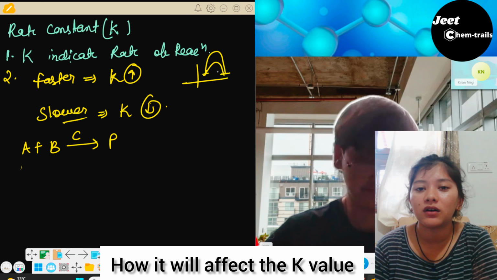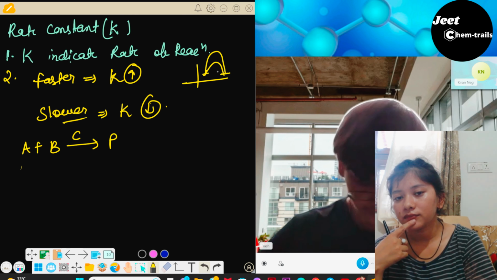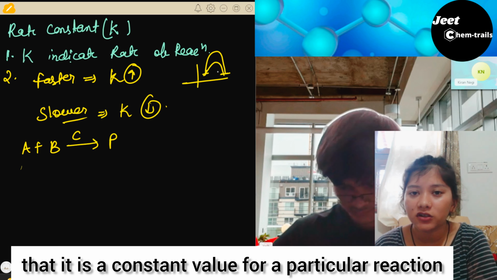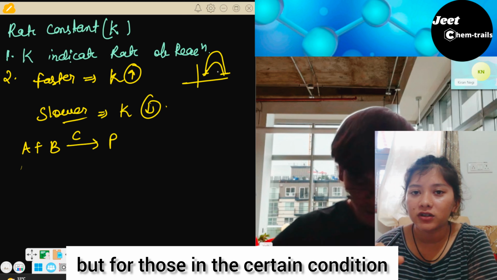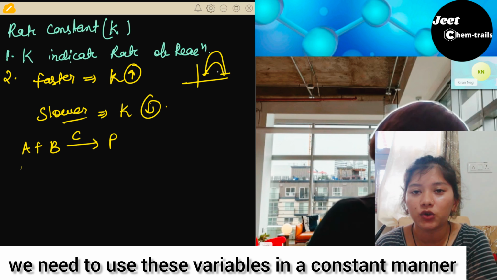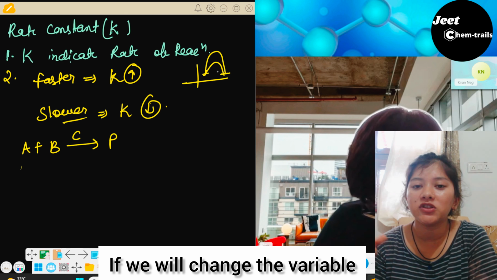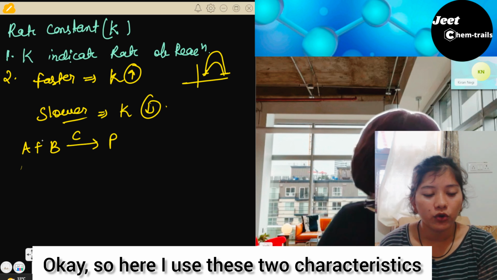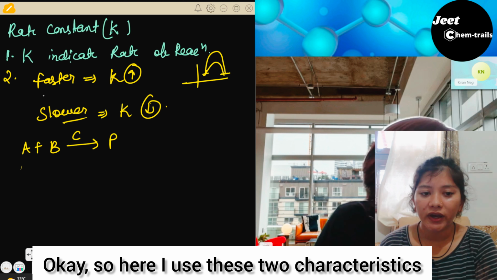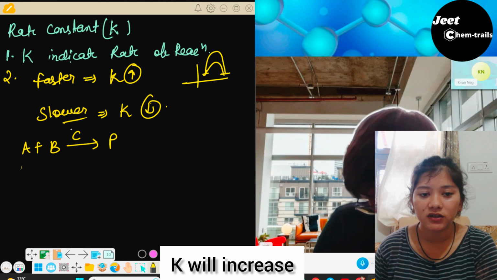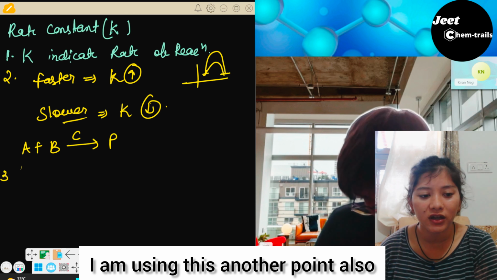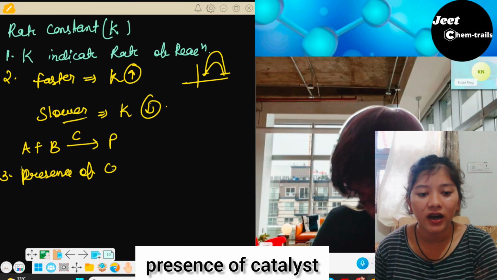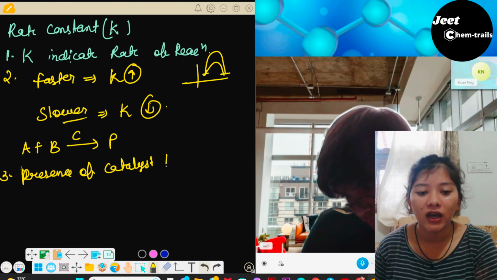How will it affect the K value? What do you think? The K value would increase also. So just remember that it is a constant value for a particular reaction, but in certain conditions, we need to use these variables in a constant manner. If we change the variable, the K value will also change. So here I use these two characteristics: if the reaction is faster, K will increase; if the reaction is slower, K will decrease. I am using another point also, that in the presence of a positive catalyst, K will increase, right?